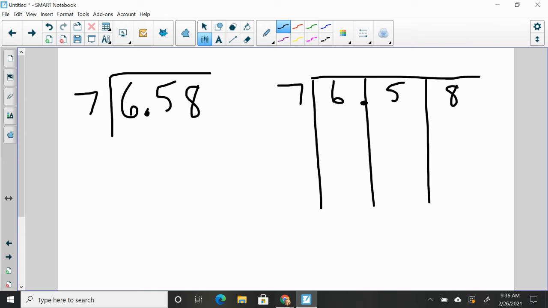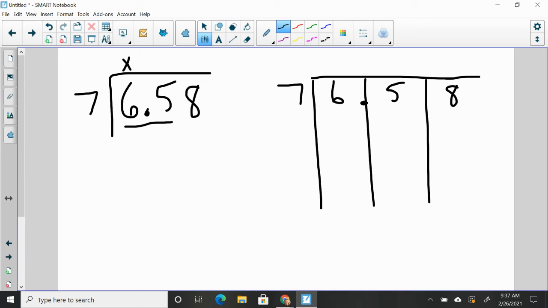Okay, so I have 7 as my divisor, and I'm going to look at my first number. Can I make a group of 7 if I only have 6? No. So you can either put a 0 up here above this 6, or you could just put an X right there. It's not going to go into 6, so we're not going to put anything up there right now. And we're going to combine the 6 and the 5 to make 65. Okay. So now we can say, how many groups of 7 can I make if I have 65?